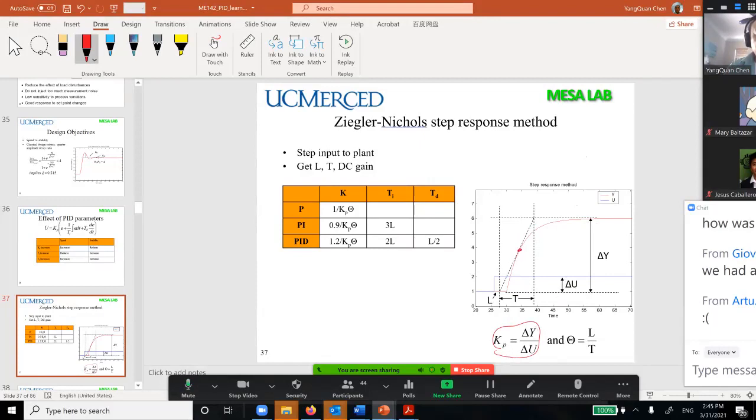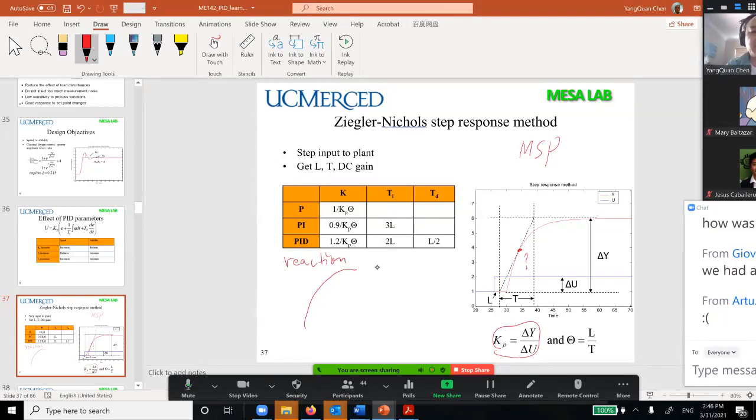So what is this point? I think you should clearly remember it. This is called the maximum slope point. What does that mean? You can imagine that you have something going like this. This is your reaction curve, it's called a reaction curve.